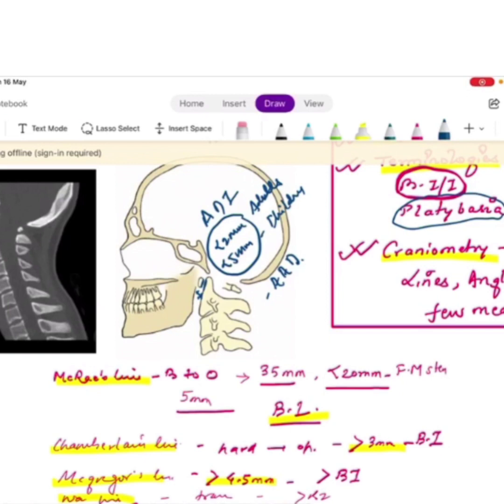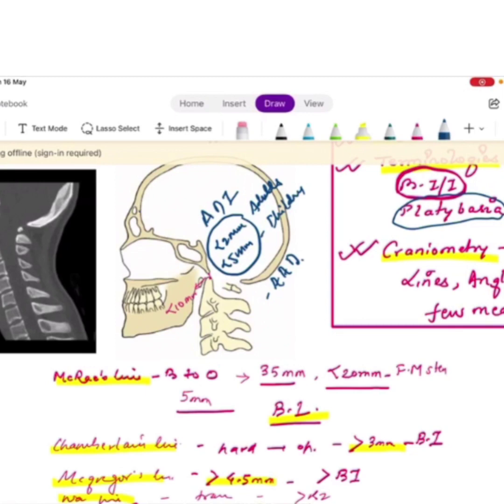Also keep a few other distances in mind, like the basion dental index, from the tip of the basion to the tip of the dens. This distance should be less than 10 mm.